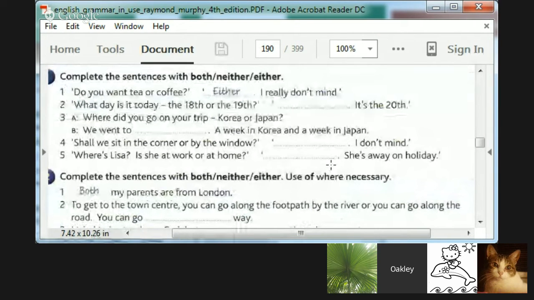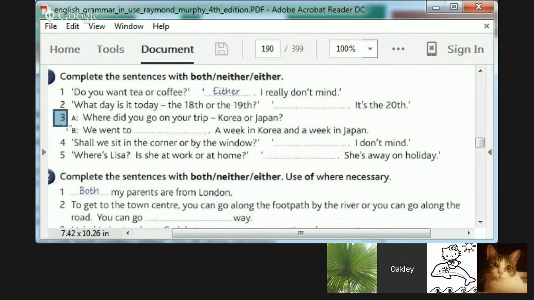I got a ton of exercises here, and I have even more if we run through all of these, because this is the best way to try it anyway. All right. First exercise we're going to try, you're going to simply read the sentence and substitute both or neither or either. As in the first example, do you want tea or coffee? Either. I really don't mind. Okay, Heidi, number 2. What day is it today? The 18th or 19th? Neither. It's 20th. Perfect. Exactly, not the one or the other.